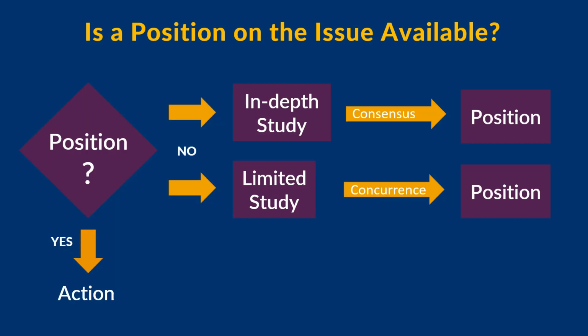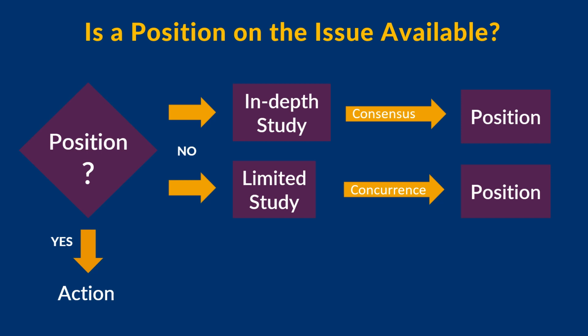If our league has a position on a priority issue, we can plan to take education or advocacy action on that issue. If our league does not have a supporting position, we need to adopt one before we can take action. There are two basic pathways to reach a position. One path is to form a study committee on that issue. Generally, a study takes about 2 years to complete and to propose a position for adoption by the league through membership consensus.